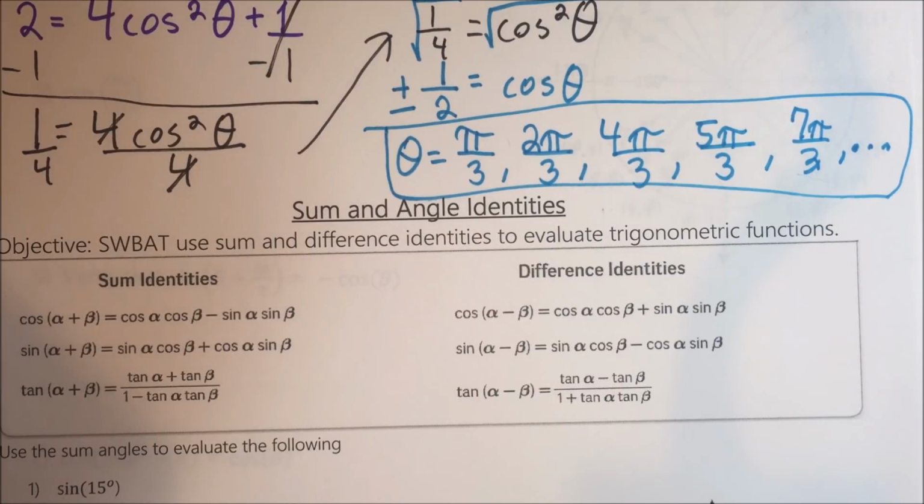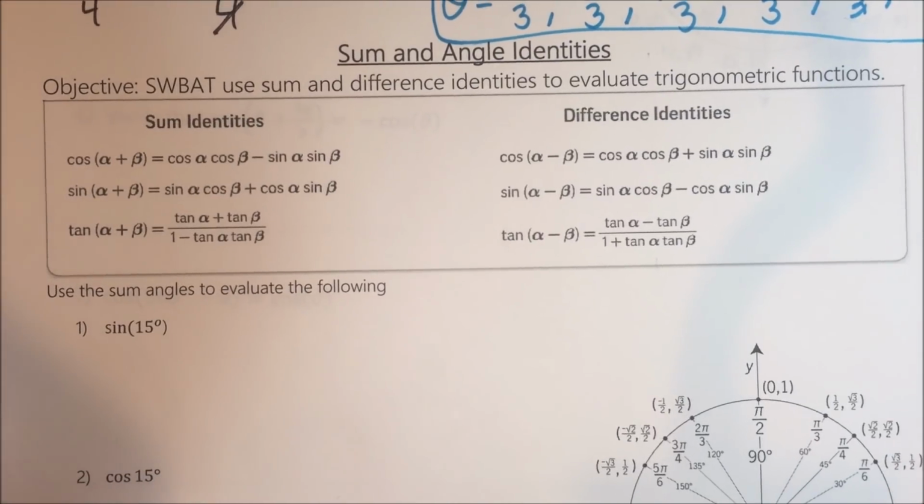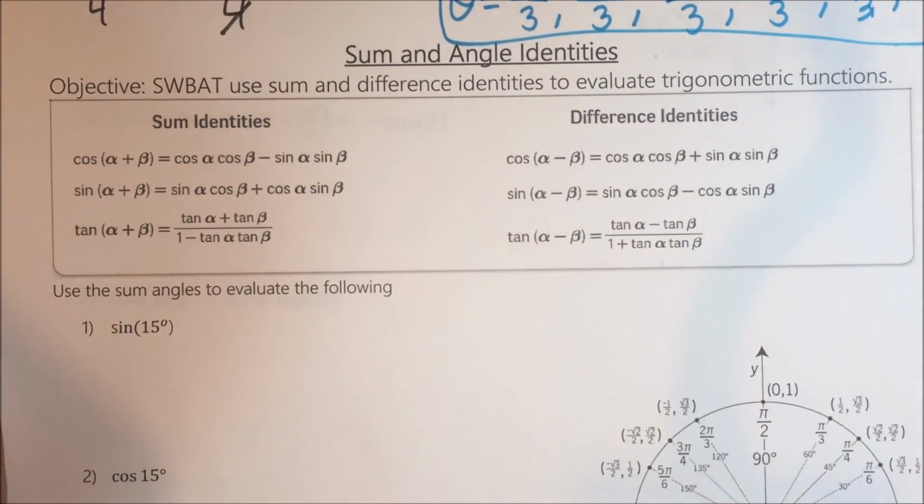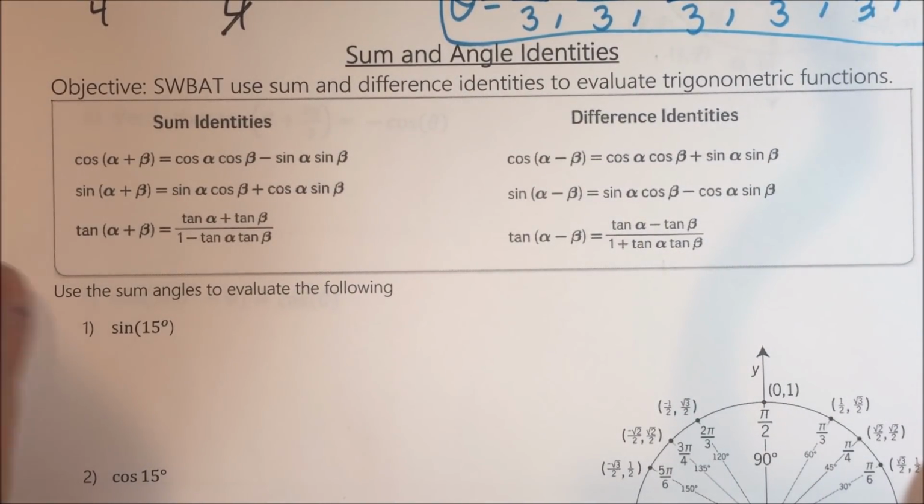Okay, so let's talk about something called sum and difference identities. I don't know how we're angle identities. It's actually sum and difference identities, but anyway.